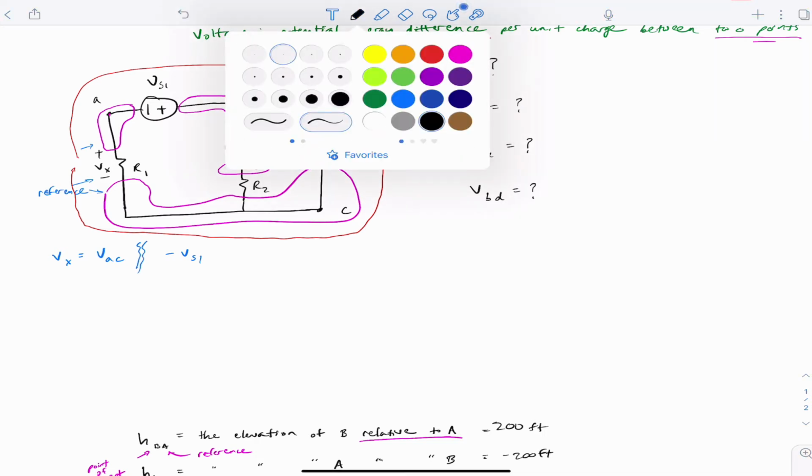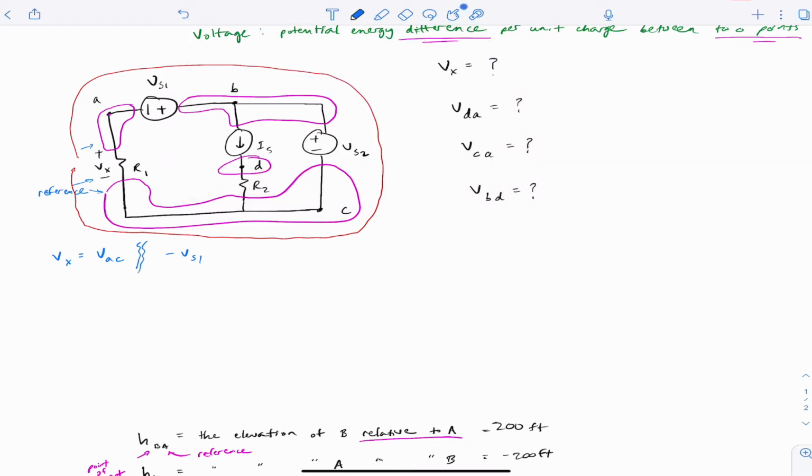So negative Vs1. And then now we've gotten to node B. At node B, going to C, we have a plus Vs2. The way we think about these is we're adding up voltage drops. So when we go from B to C, we've dropped Vs2. And then when we go back from C to A, we drop again, but it's a negative Vx, that is what we dropped. And that's equal to 0 because we're back at node A.